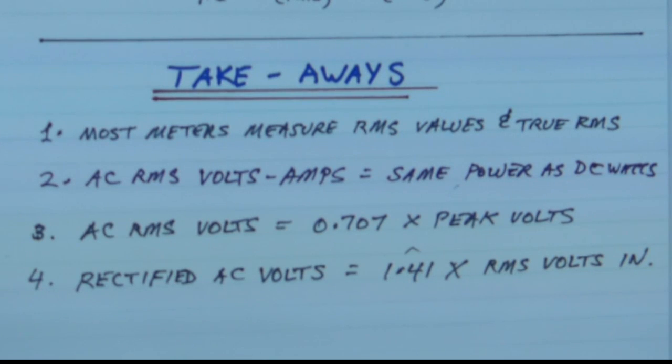Anyway, point number two, the AC RMS volts and amps give the same power as DC watts. We've covered this in the discussion. So essentially, all it's saying is what we said up there, that the equivalent amount of DC power is equal to 0.707 of the RMS value of the AC power. They're equivalent. And that's why that measurement of RMS is so important, because you have a way of comparing AC to DC power equivalents. And the third point, not finally, but the second last, is AC RMS volts is equal to 0.707 times the peak volts.